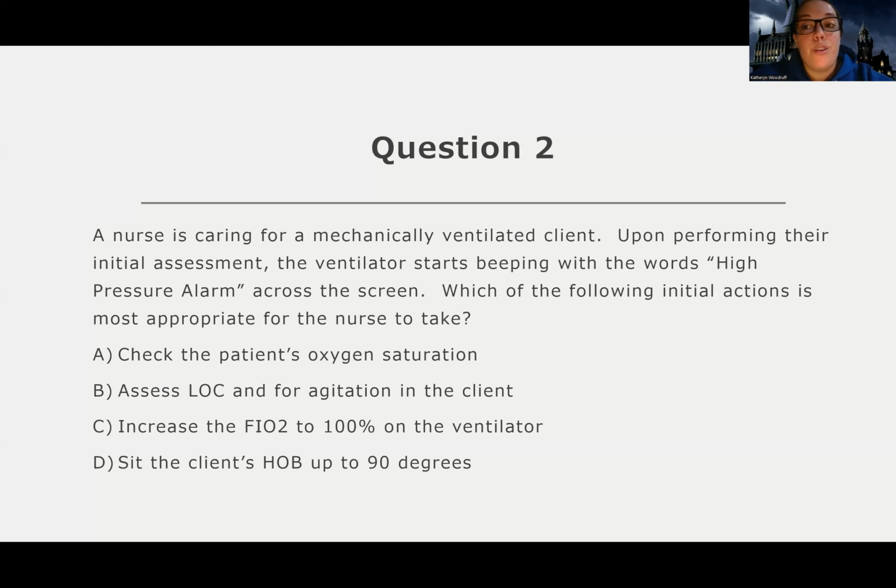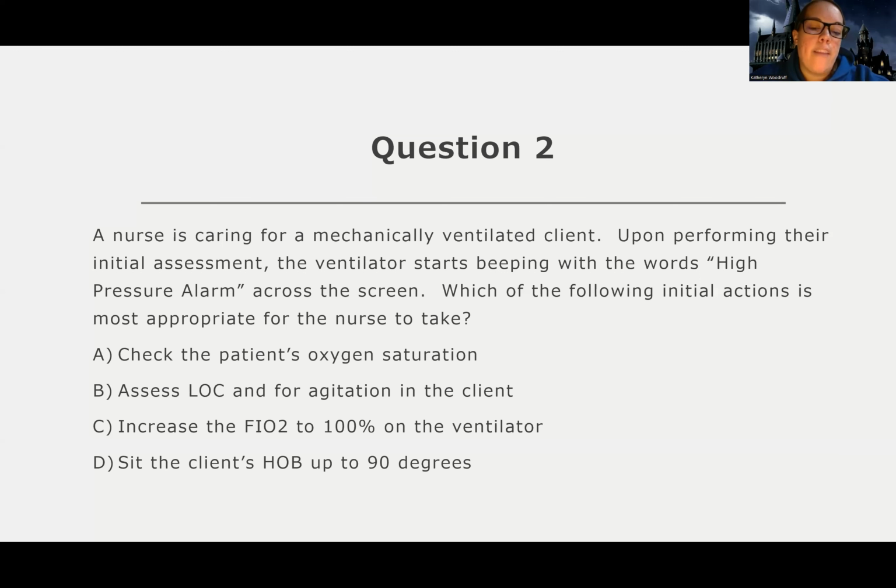High pressure alarms are usually caused by kinks or other things in the tube. So if I had a kink in my tube or some sort of resistance, no matter how much oxygen I place on that, if there's resistance or something blocking the tube like secretions, no amount of oxygen can push past that. So it's not solving the problem, it's just masking the problem. Turning them to 100% probably wouldn't help in the long run. When it comes to high pressure and low pressure alarms, we really have to get to the root cause in order to help them along the way.